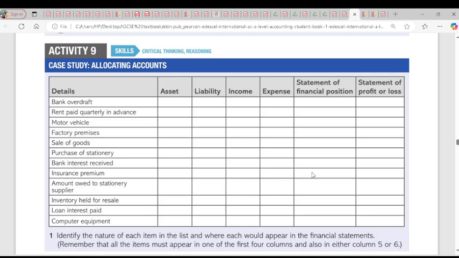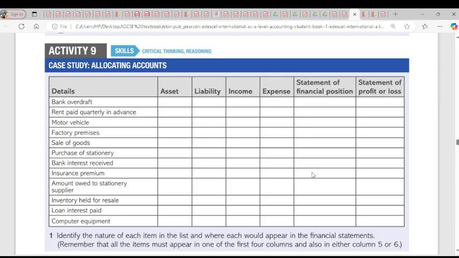They said allocating accounts, case study allocating accounts. Here, identify the nature of each item in the list and where each would appear in the financial statement. We have bank overdraft. Bank overdraft is a liability and it's going to be in the statement of financial position. Rent paid quarterly in advance. That's an asset. Quarterly in advance. That is prepayment. We call it prepayment.